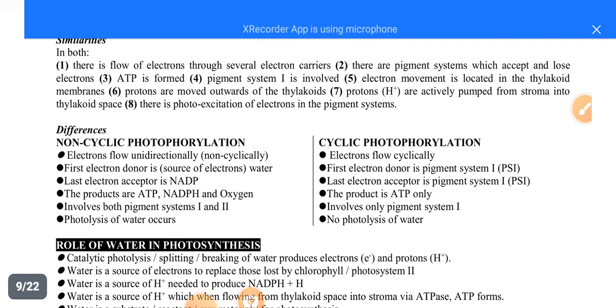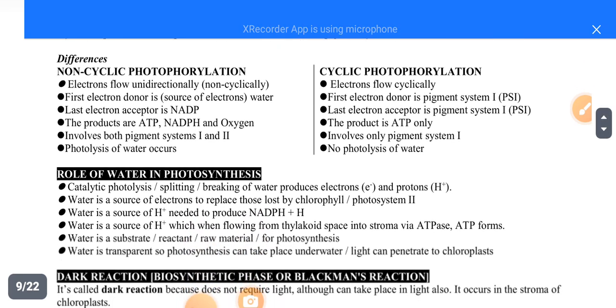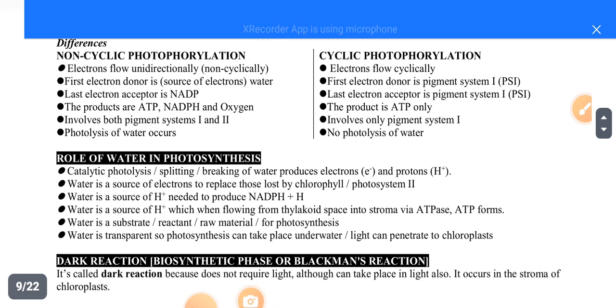In non-cyclic, it involves both pigment system 1 and 2, while the other side involves only the pigment system 1. Now this side, we are saying that photolysis of water occurs, while in cyclic, there is no photolysis of water. I also talked about photolysis. So let us go and look at what we are calling the role of water in photosynthesis.